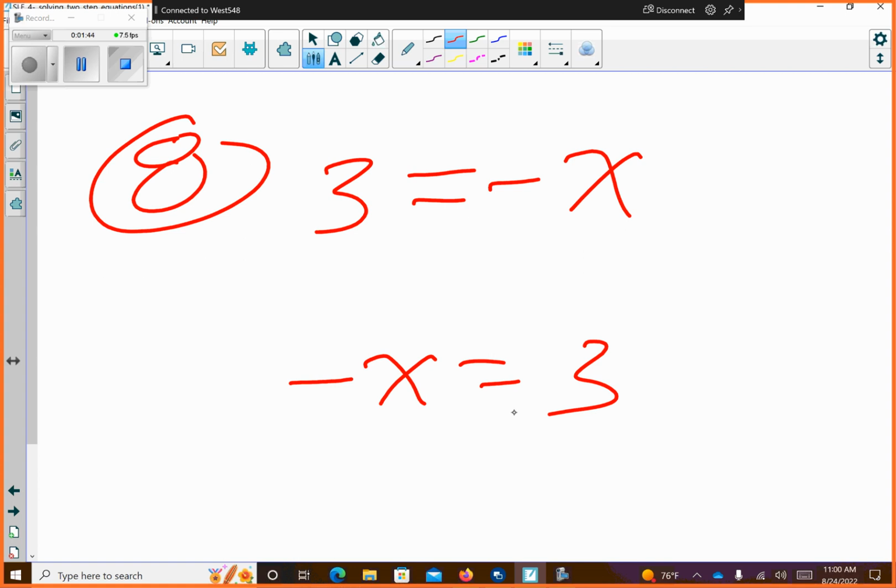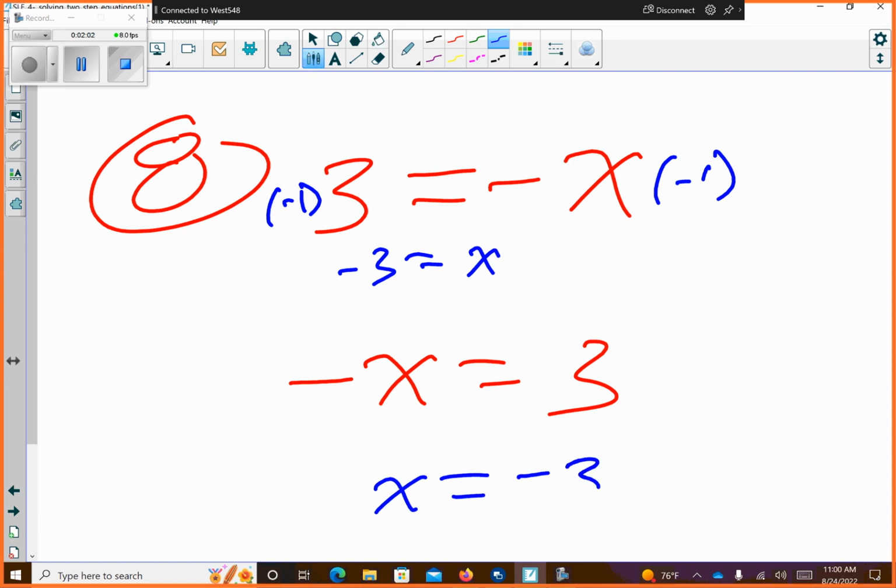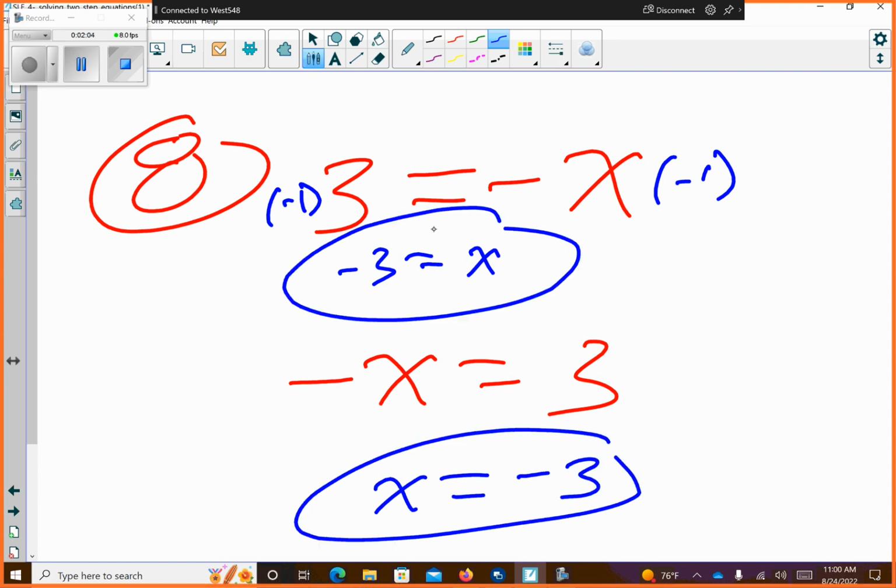You know, the letter coming first doesn't mean it's right. It's whichever way you want to see it. And I don't want to have a negative on the letter. So if I multiply both sides by negative 1, I get negative 3 is equal to x, or the same thing as saying x equals negative 3. Either one of those answers is 100% appropriate. There's nothing really in the rules of math that says the variable should be first.